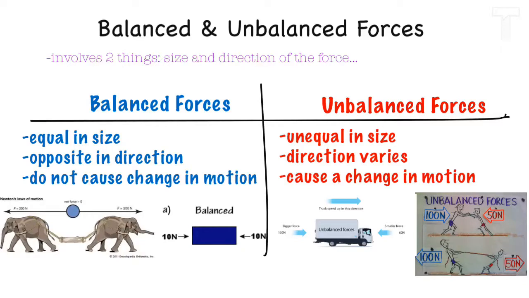So if an object is at rest and balanced forces are acting on it, it's not going to move, it'll stay at rest. If something is moving at a constant speed and balanced forces are acting on it, it will stay moving at a constant speed. Here you have two examples of balanced forces with the elephants moving in the opposite direction, both with a force of 200 newtons, and this box has 10 newtons pushing on it from opposite sides, therefore it's balanced forces.